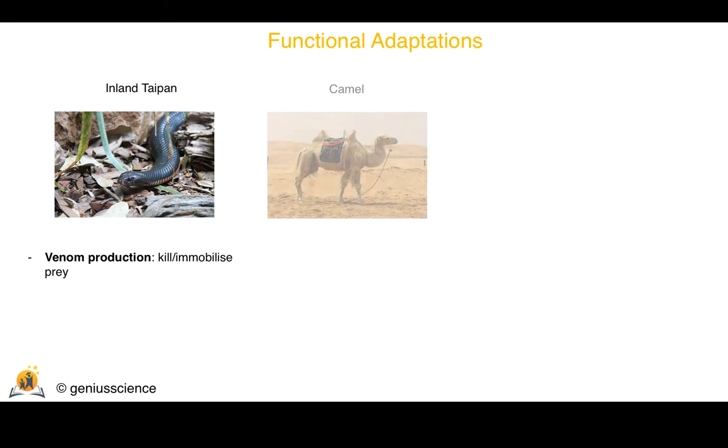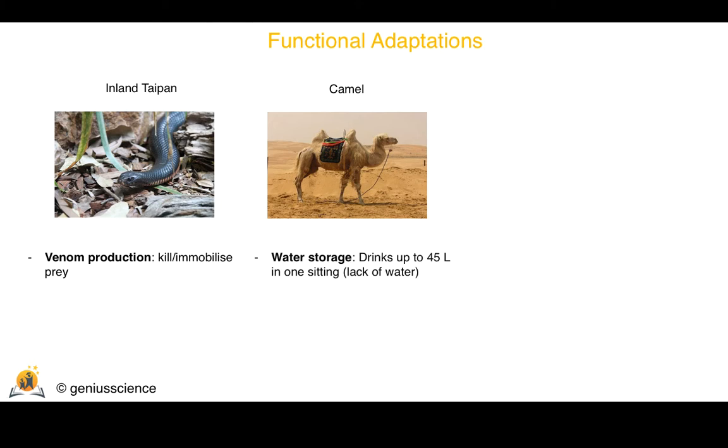For our next example of functional adaptations, we'll be looking at the camel. Camels live in the desert in Africa, where food and water are in short supply. Camels therefore have adaptations that allow them to deal with water shortages and food shortages. Camels can actually drink up to 45 litres in one sitting when there's a lack of water. Camels also store fat in their humps, and this means they can go without food for up to a month. This is because the fat reacts with oxygen to release energy.